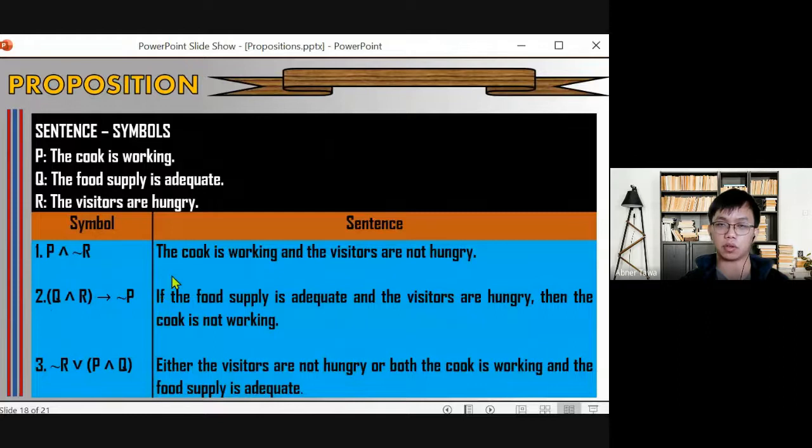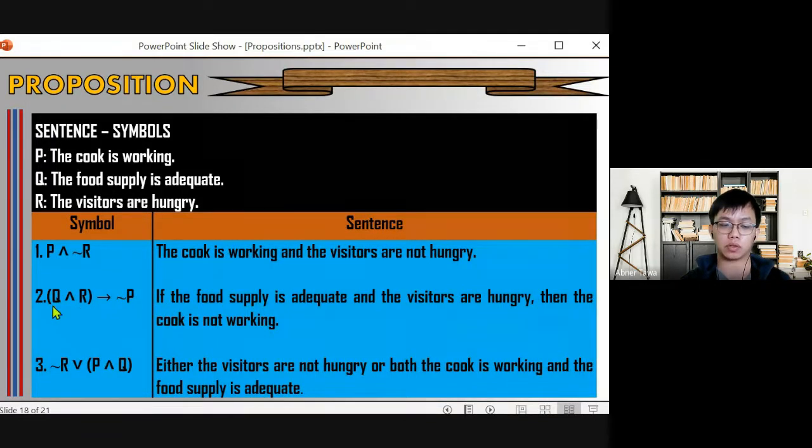So always remember that our hypothesis is the if part, or if statement, and the then part is our conclusion. So if we have here Q, that is the food supply is adequate, and we have here the symbol for R, the visitors are hungry. Then not E, so we're just going to negate that. So the cook is not working. So that is for number 2.